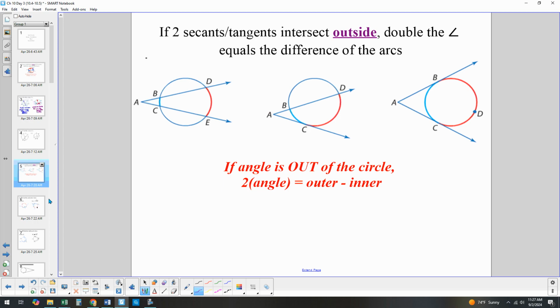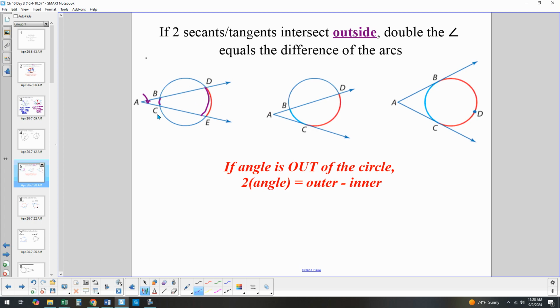If two secants or tangents intersect outside the circle, double the angle equals the difference of the arcs. So when it was inside, it was the sum, but when it's outside, it's the difference. And we're going to call one of them the outer arc and one of them the inner arc. And outer is going to be the one that's further away from the angle, while inner is the one closer. So if I'm talking about angle A here, BC would be inner and DE would be outer. They're all within the angle, and those are the two arcs we're using.